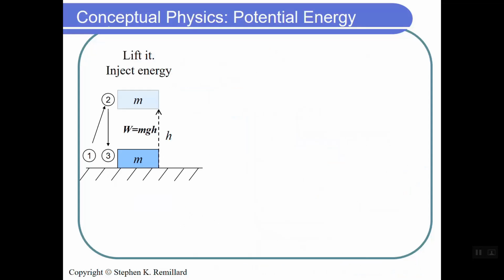So let's summarize what we just saw. You took a box on the floor, it had no energy, you lifted it and did a work equal to mgh, lifting it, force times displacement. Force of gravity, mg, times displacement, h. And so that was the work done lifting it up to point 2.